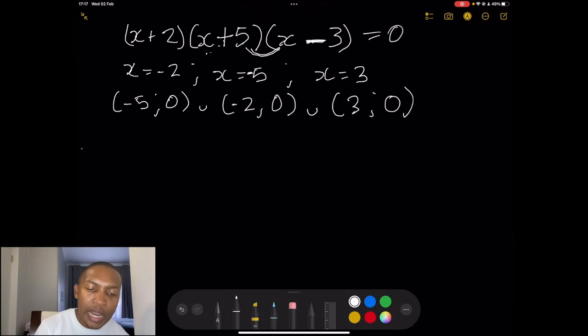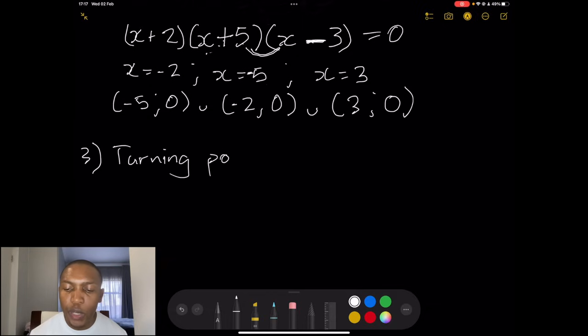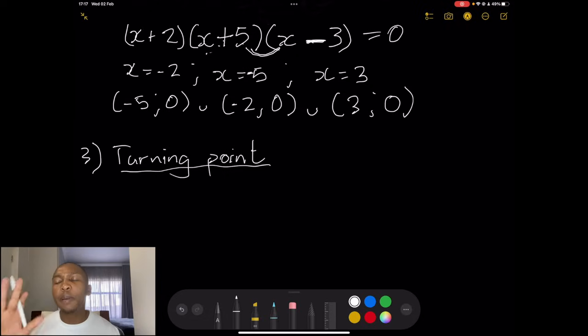Now let's go to the next part, the turning point, right? So now we're looking for the turning point of the graph. How do we get the turning point? We said the turning point, all you simply do is take the derivative. Now, for those of you who haven't done calculus as yet, please do not panic, okay?